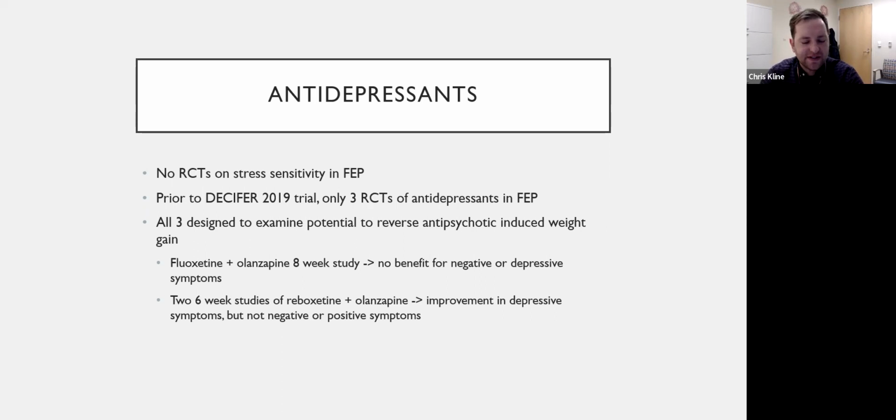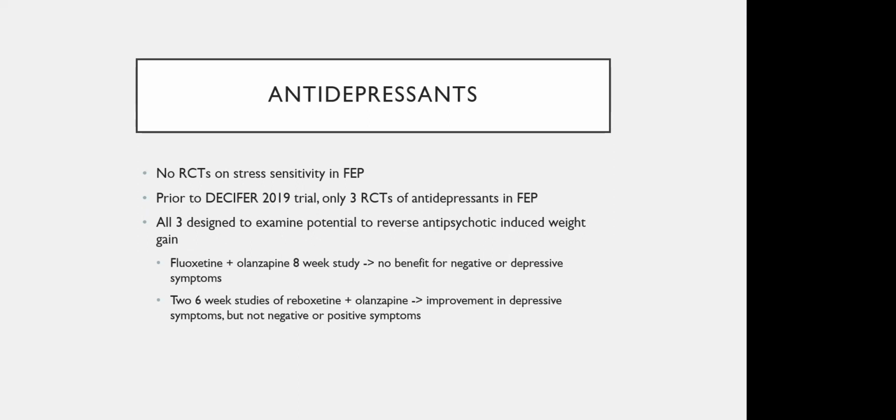So since antidepressants and GABAergic agents weren't included in the meta-analysis, we'll cover those now. There really isn't much in the way of controlled trials of antidepressants in individuals with early psychosis, and none looking at stress sensitivity in particular.